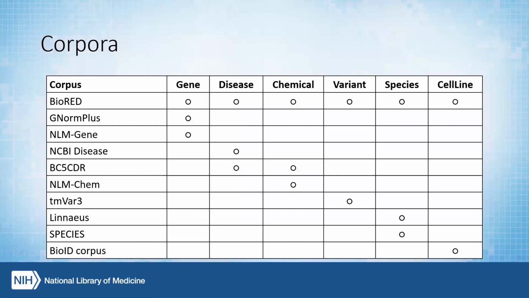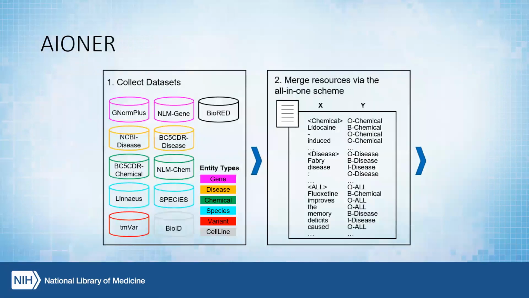Our AIO scheme is enabled by the BioRed dataset, a recently developed corpus of 600 manually annotated abstracts from PubMed articles. This dataset is annotated with all entity types of interest and serves as a bridge to integrate the other datasets, which are annotated with only a subset of the types.